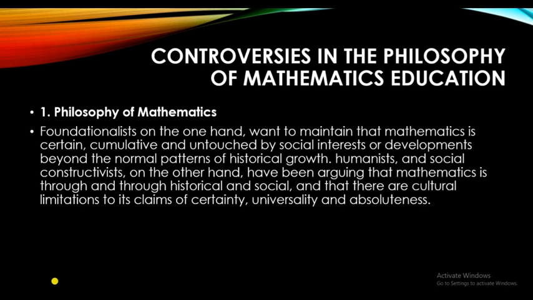While humanists on the other hand and social constructivists have been arguing that mathematics is through and through historical and social and that there are cultural limitations to its claims of certainty, universality and absoluteness.